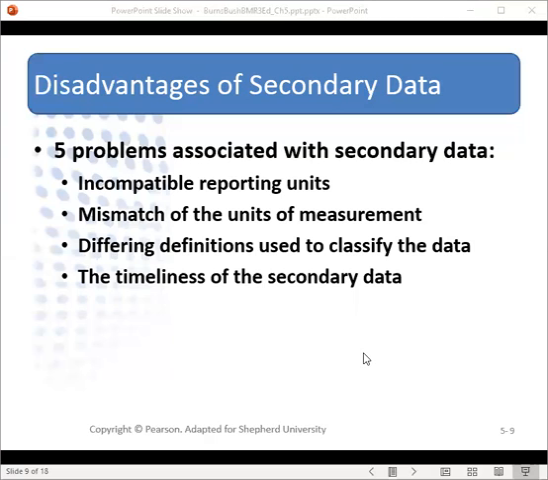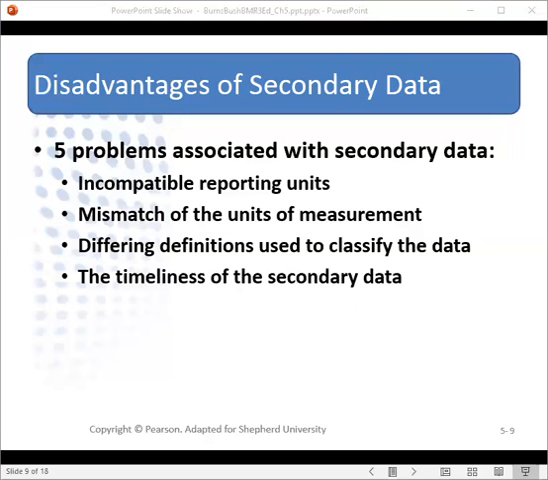And you also don't have the information you need to assess the credibility of the data that's reported. Like you would, for example, with your internal data, you will have the information to assess the credibility of the data.